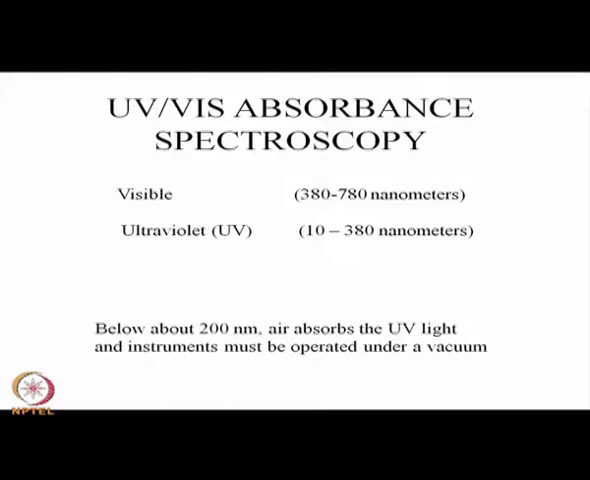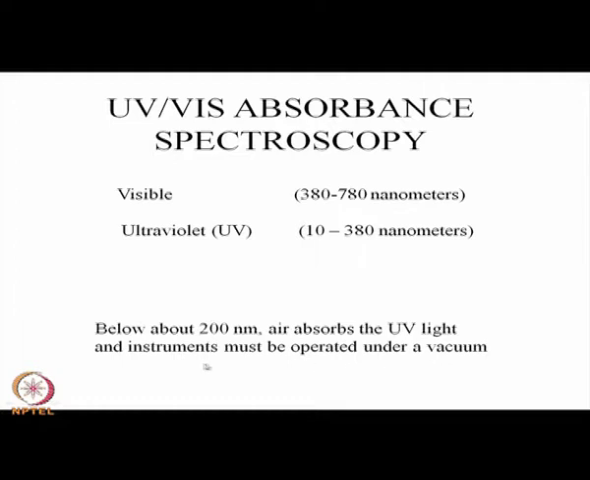So in visible, it is basically 380 to 780 nanometers. In some books you will find 400 to 800, and in ultraviolet it is up to 400. Up to 400 means it is 10 to 380 nanometers, or maybe 10 to 400 nanometers, and below 200 it is called the vacuum ultraviolet, because in your spectrograph or spectrometer there is air, and that air starts to absorb at wavelengths below 200 nanometers. That's why these instruments must be operated under vacuum if you want to study below 200 nanometers.